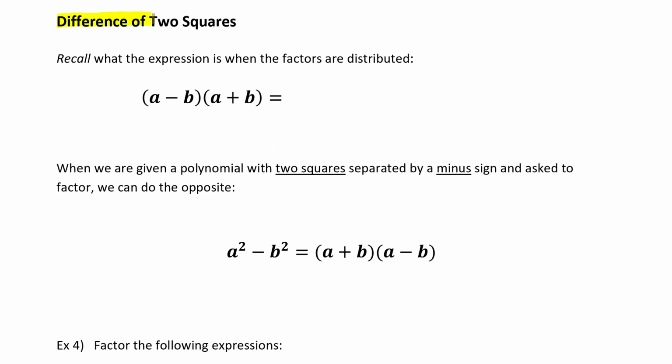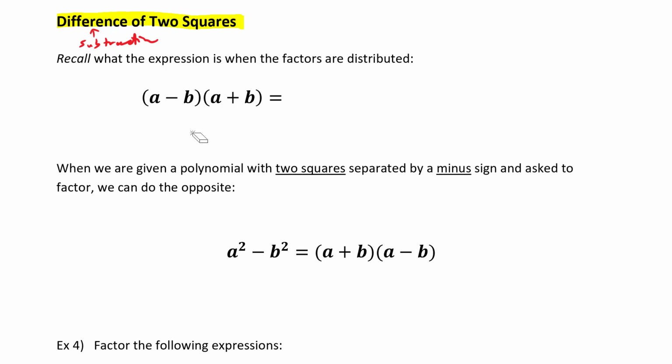Now let's examine the next way to factor, difference of squares. What does the term difference mean? It means subtraction. So this is when we're subtracting two squares. Let me show you where this comes from.